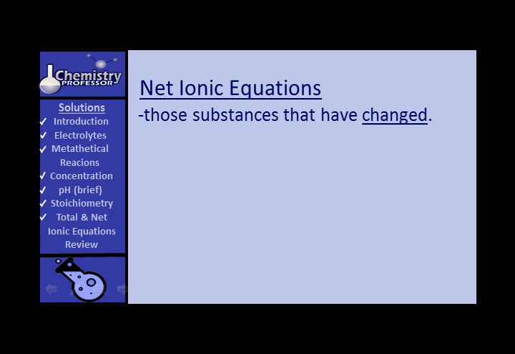Net ionic equations show only those things that have changed. That's important. They show only the things that have changed. So here we have sodium ions and hydroxide ions and hydrogen ions and chloride ions reacting to produce sodium ions and chloride ions and water.